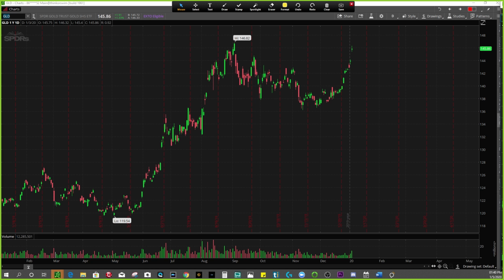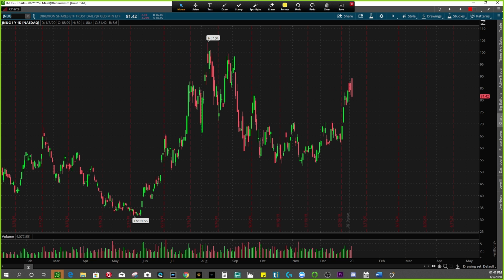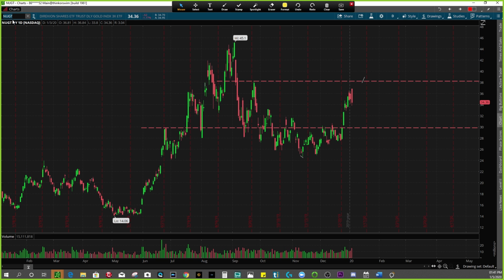Now, let's take a look at a couple other very popular ETFs. But instead of looking at a regular ETF, we're going to be looking at leveraged ETFs. Leveraged ETFs offer a higher potential return because they're leveraged, and with them being leveraged, there is more risk. But let's take a look. So here's the chart of JNUG. This is a leveraged ETF. Here is a chart of NUGT, also another leveraged ETF.